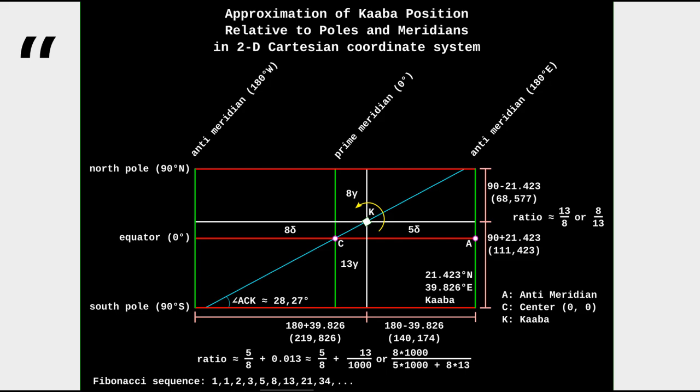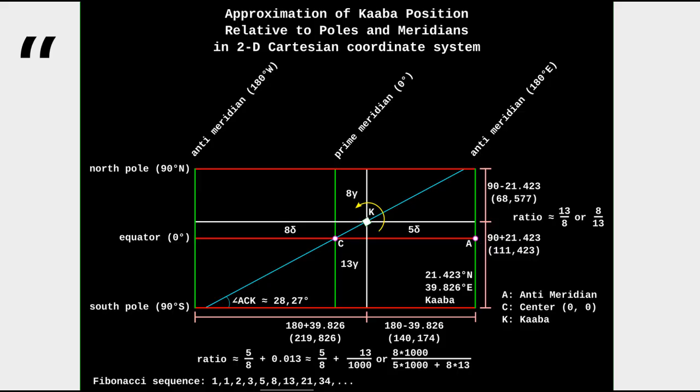The proportional distance from the Kaaba to the north and south poles exhibits a ratio closely approximating a comparison found within the Fibonacci sequence. Comparing these two distances, 111.423 units and 68.577 units, yields a proportional ratio of approximately 1.625.